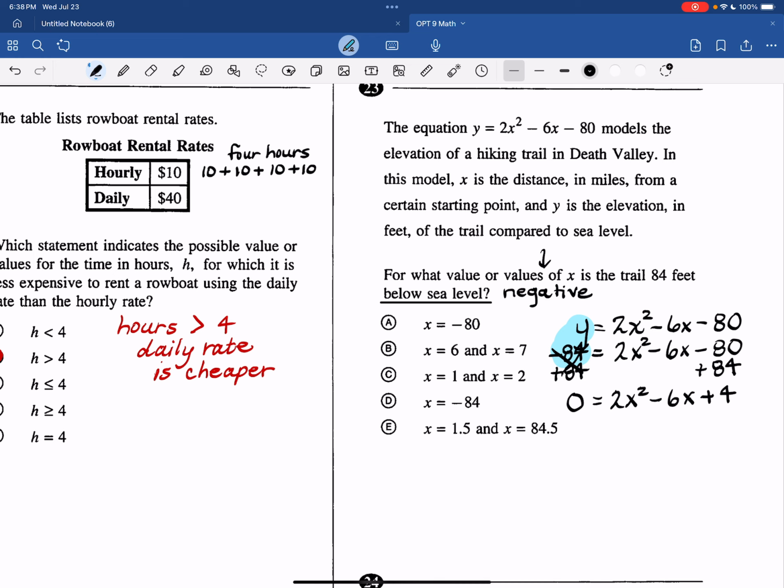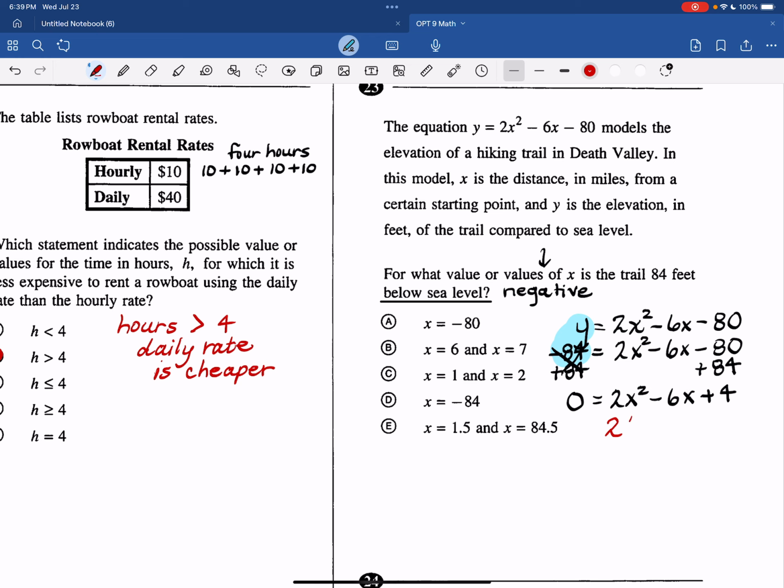The next thing I'm going to do is factor out the 2. So let me change colors. And I'm going to pull this 2 out and make me some parentheses. So that leaves an x squared, a minus 3x, and a plus 2 when I factor out the 2. And then on the other side, we still have our 0. We need to always have 0 for this to work. Then you can factor this trinomial.